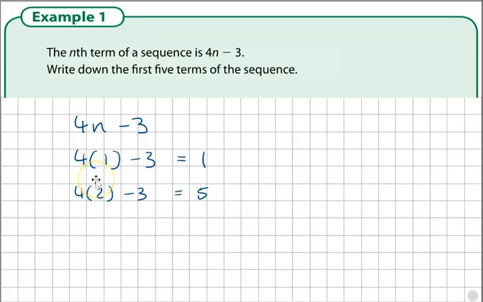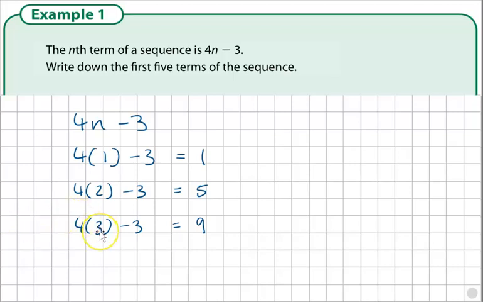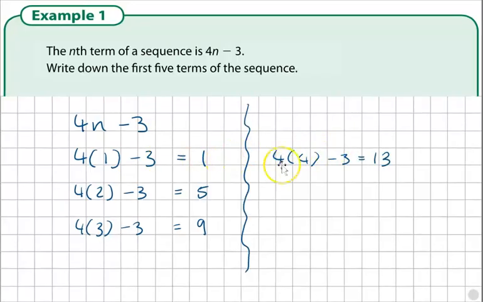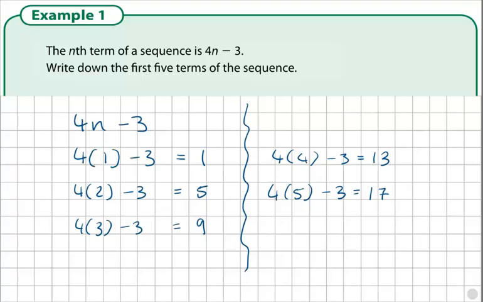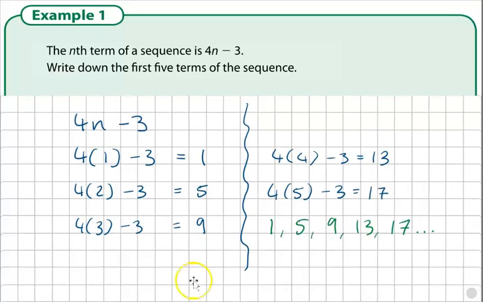We do the same. We replace the n with a set of brackets, and this time we put 2 into the brackets. 4 times 2 is 8, minus 3 is 5. Then we do the same with 3. 4 times 3 is 12, minus 3 is 9. We do the same with 4. 4 times 4 is 16, minus 3 is 13. And we do the same with 5. 4 times 5 is 20, minus 3 is 17. So 1, 5, 9, 13, and 17 are the first 5 terms of this arithmetic sequence.